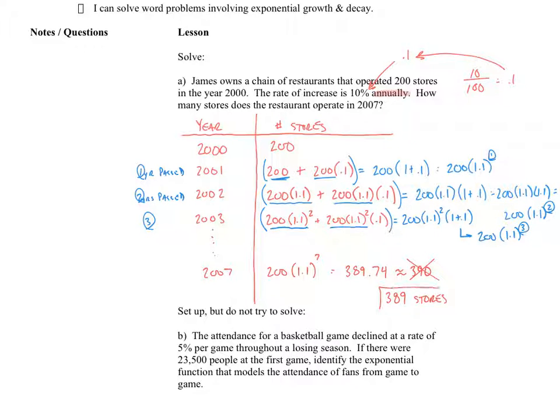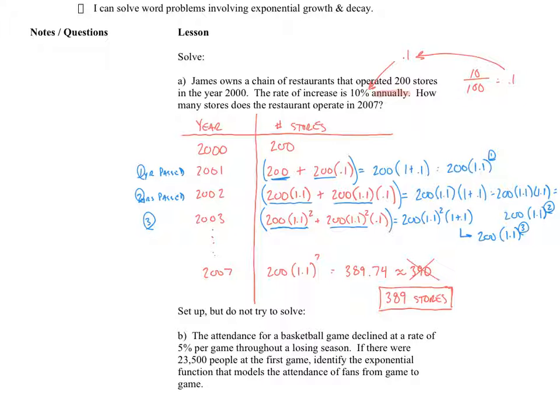And it's important that you round in this way. It's kind of a different way of rounding because we're talking about a real world situation. You can't have 0.74 stores, and we can't round up. We can't say he's got 390 stores because that's just not true. He doesn't have that many yet. So you have to say 389 stores.